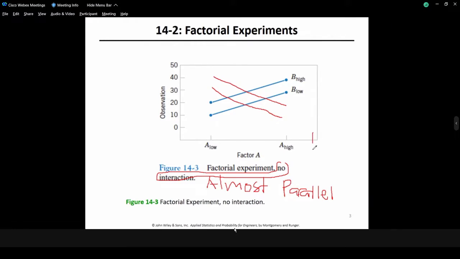If you have factor A, and then B low and B high, and the lines are not parallel, that means interaction exists between A and B. As long as the lines are parallel, there's no interaction between factor A and factor B.